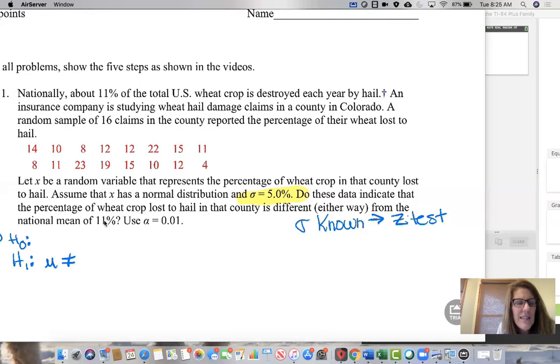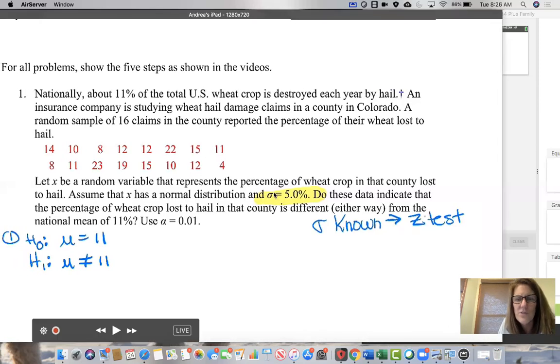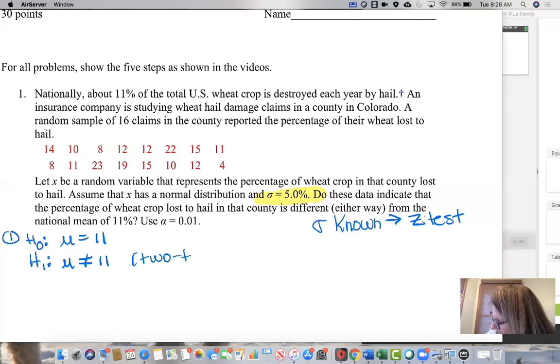Now, the national mean of 11%. Again, because the data are not changed into decimals, you just want to leave this as 11. If the data had been 0.14, 0.10, 0.08, 0.12, then you would have put 0.11 here. But because it's not, you just do 11. Therefore the null is equal to 11. So this makes this a two-tailed test. It's not right-tailed, it's not left-tailed, it's a two-tailed test because of that not equal to.